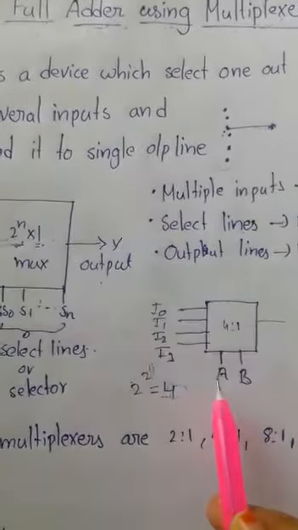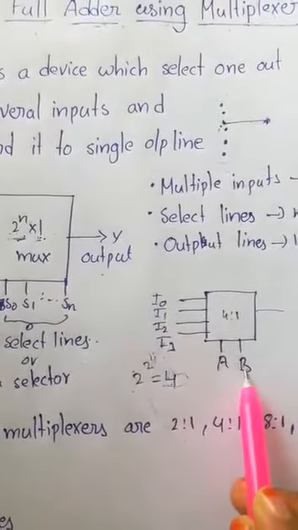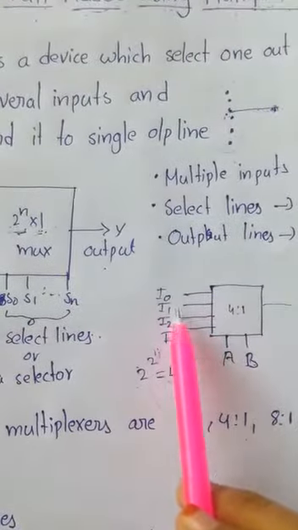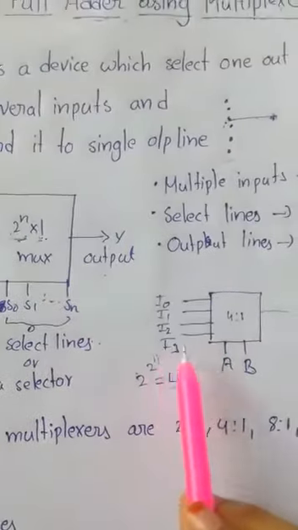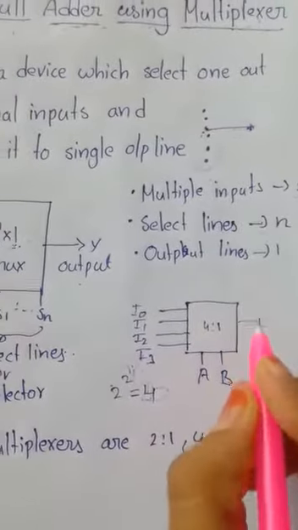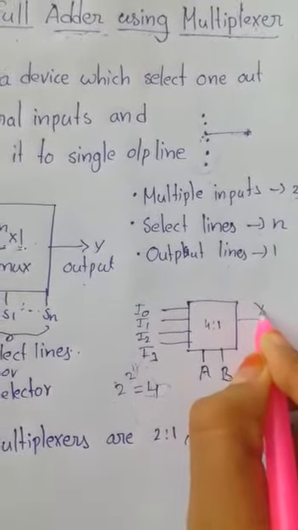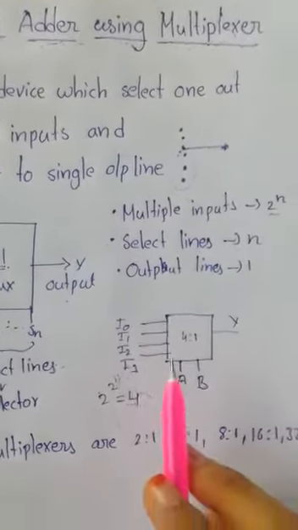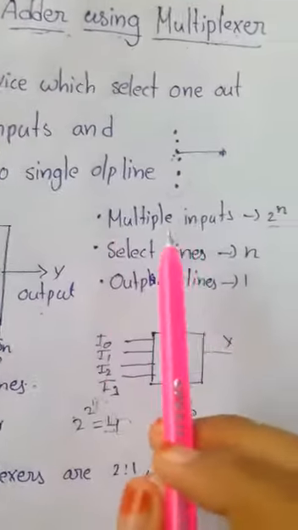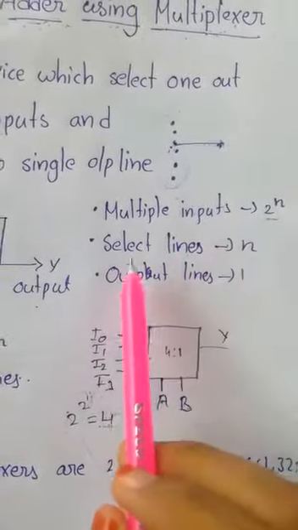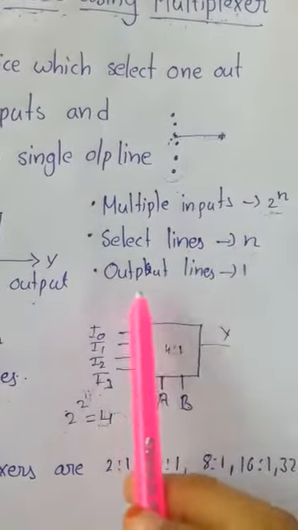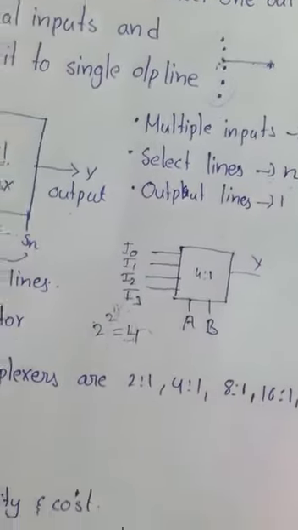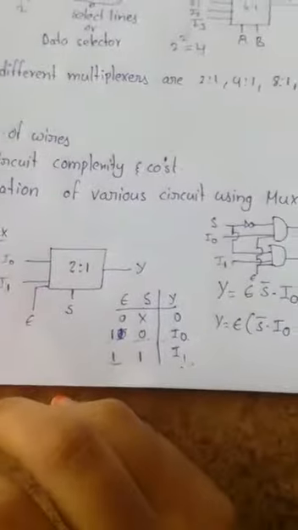That is, if we take two selectors A and B, we are going to have 4 input lines, that is I0, I1, I2 and I3, and only one output, that is Y. This is known as a 4:1 mux. From this, the input lines are 2 power n, select lines are n, and output lines are 1. For example, now I am going to talk about the 2:1 mux.